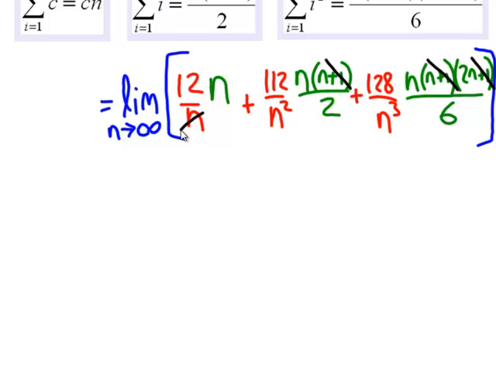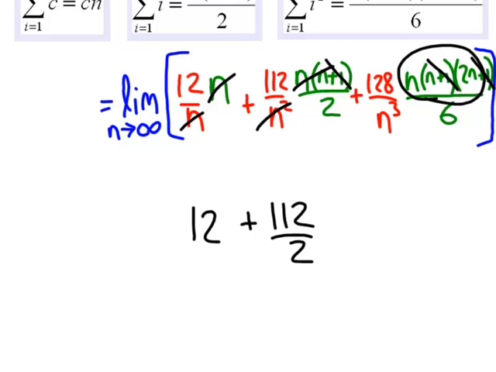n over n gives me just 12. I see here that since I've crossed out the plus 1, now I've got n squared and an n squared here, and those will divide each other out, or cancel each other out, and I'll be left with 112 over 2. And over here, what I've got left is 2n cubed over this n cubed, so I've got a 2 left over a 6. And then there's that 128 there in front still.